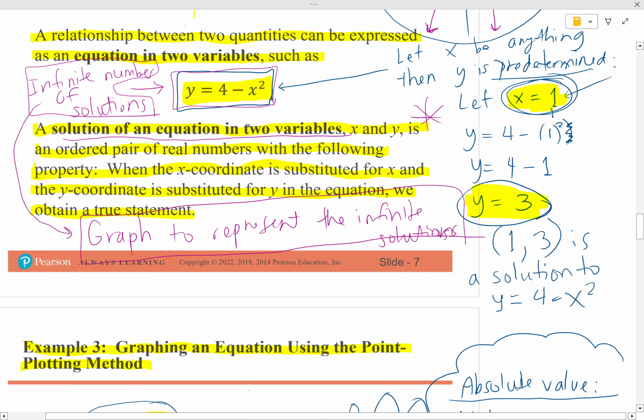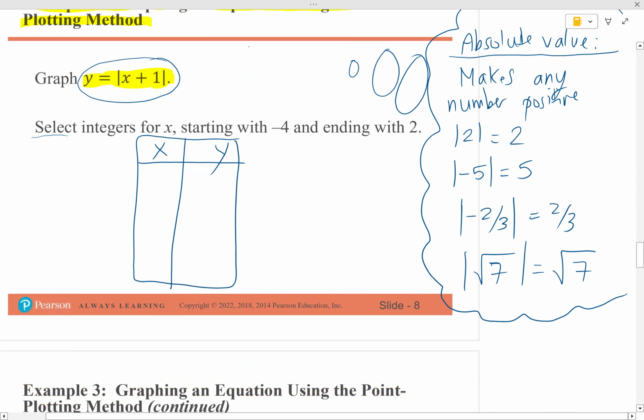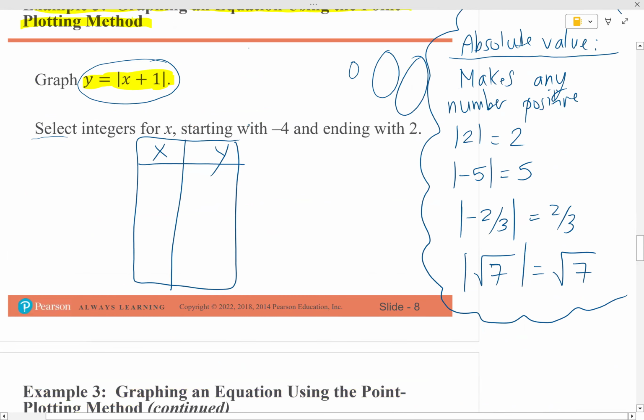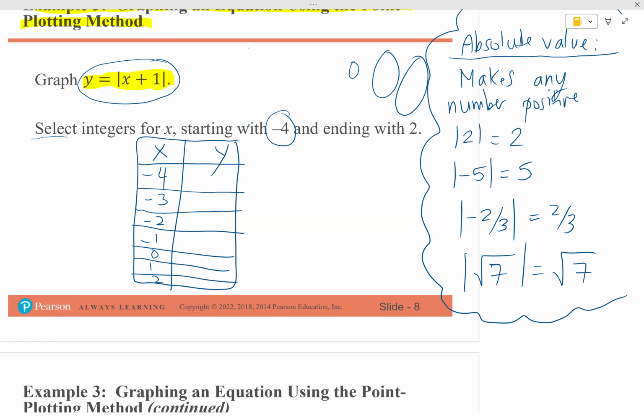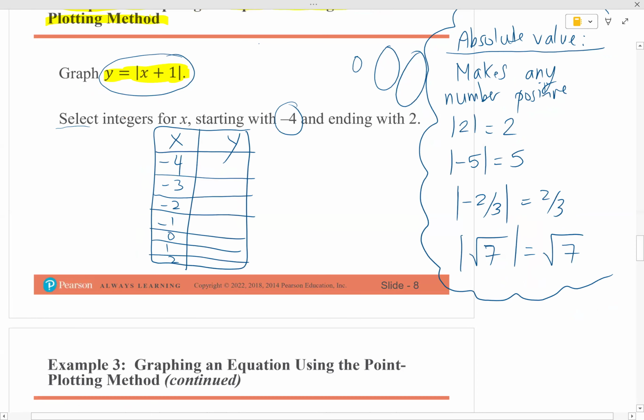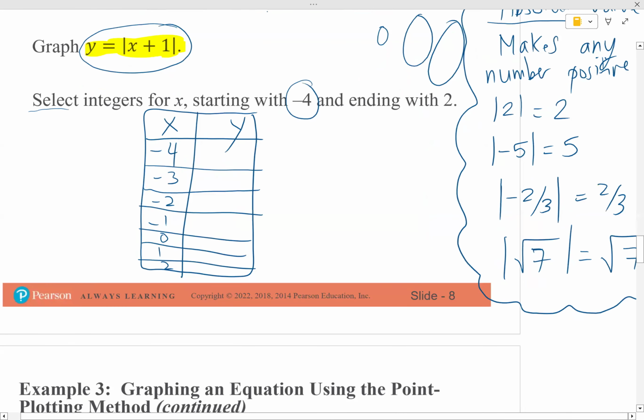I only filled in one x value over here, x equals 1, but I could have had more if I wanted to. But they're saying, select integers for x starting with -4 and ending with 2. Integers are no fractions, no decimals, just whole numbers and negative whole numbers. So -4 all the way to 2: -3, -2, -1, 0, 1, 2. Those are the ones I want. And I have to do some work to figure out what the y values are. I might need a little more room here.